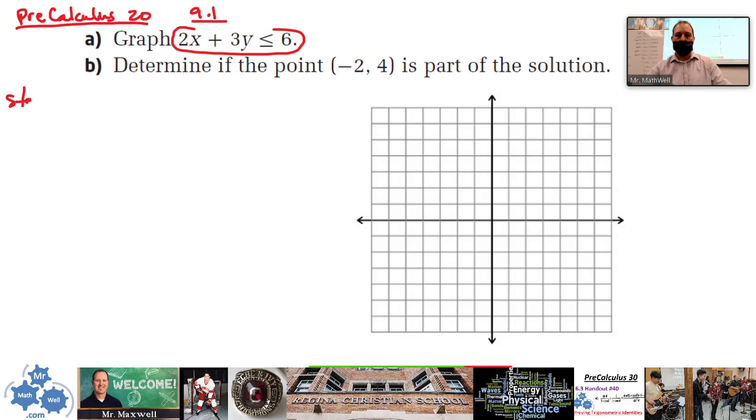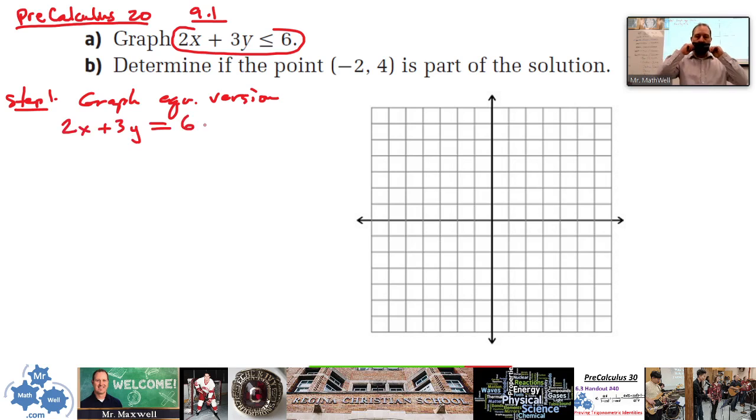So step one, if you're doing steps here, step one, graph the equation version of the inequality. So that is 2x plus 3y equals 6. Now, we're going to find some points, and the easiest points to find are the intercepts. Why do I say that? Well, if you let x equals 0, we've got 2 times 0 plus 3y equals 6. So that gets rid of this whole term. That makes it a 0. And 3 times what is 6? Y is 2. So we've got a y-intercept of 0, 2.